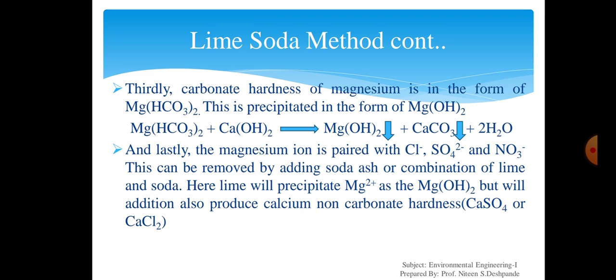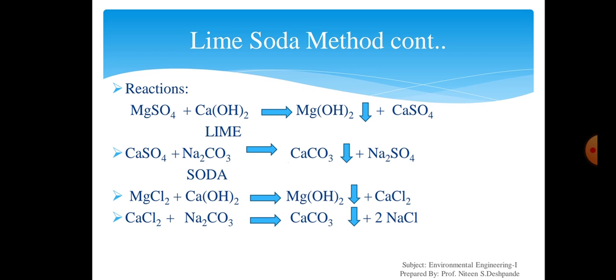And lastly, the magnesium ion is paired with chlorine ions, then SO4 2- and NO3-. This can be removed by adding soda ash or a combination of lime and soda. Here lime will precipitate Mg2+ as Mg(OH)2, but the addition will also produce calcium non-carbonate hardness, that is calcium sulfate or calcium chloride. So these are the 4 reactions in the last stage.